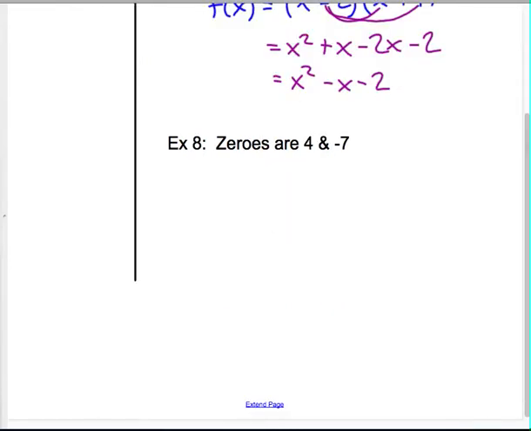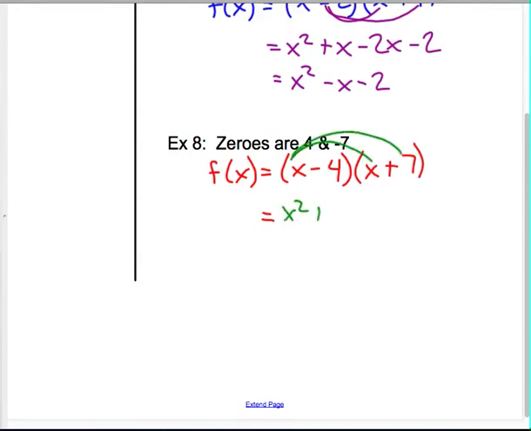And our second example, our zeros are 4 and 7. So when I substitute those into the parentheses, I have x minus 4 times the quantity x plus 7. To put that in standard form, I'm going to go ahead and distribute. X times x is x squared. X times 7 is 7x. Negative 4 times x is negative 4x. And negative 4 times 7 is negative 28. Again, combining those like terms, I get x squared plus 3x minus 28.